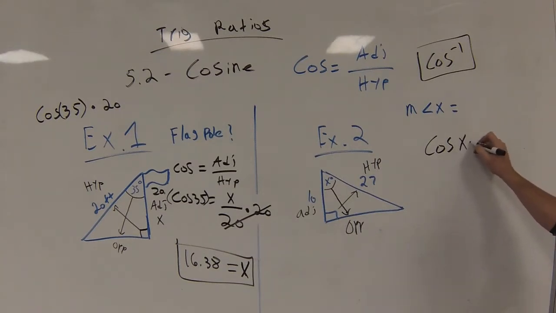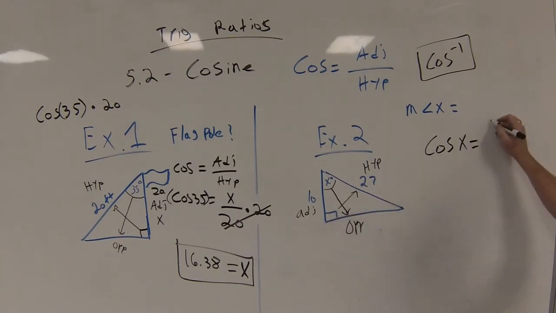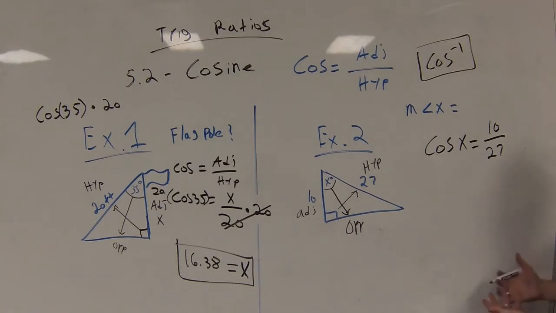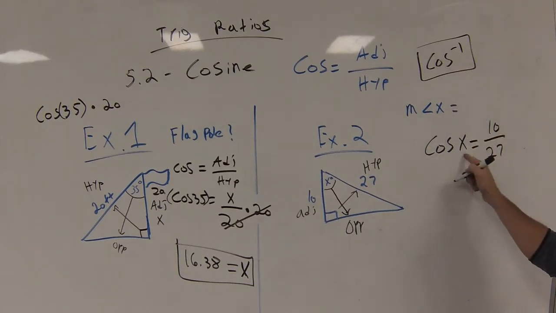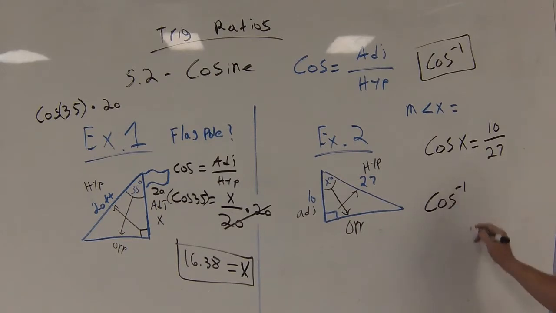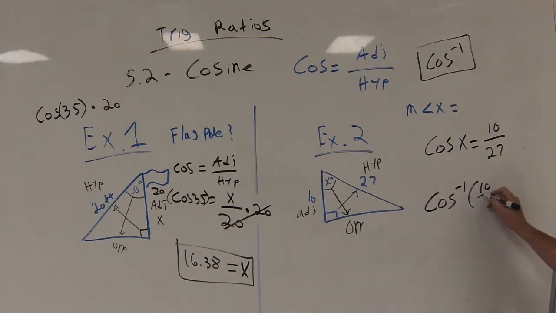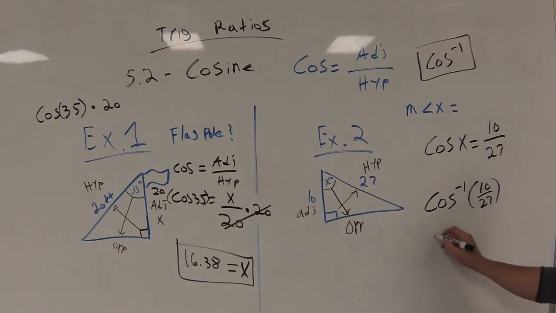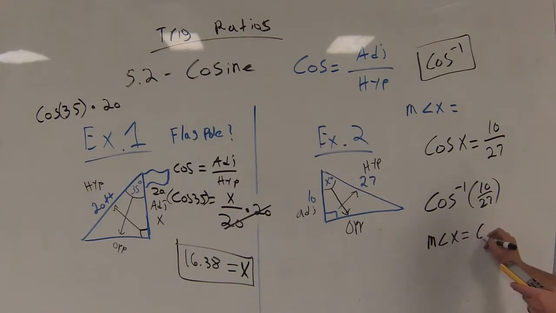So the cosine of x is going to be equal to adjacent, which is 10, over hypotenuse, which is 27. And now I'm going to take this to my calculator. To find this angle, I'm going to do cosine -1, and in the parentheses, I'm going to do 10 over 27. Okay? So in your calculator, you go to the trig function, cosine to the -1, and you'll be given parentheses. In those parentheses, you do 10 over 27. And when you click enter, the measurement of angle x is going to be 68.26 degrees. So ladies and gentlemen, that would be the measurement of angle x.